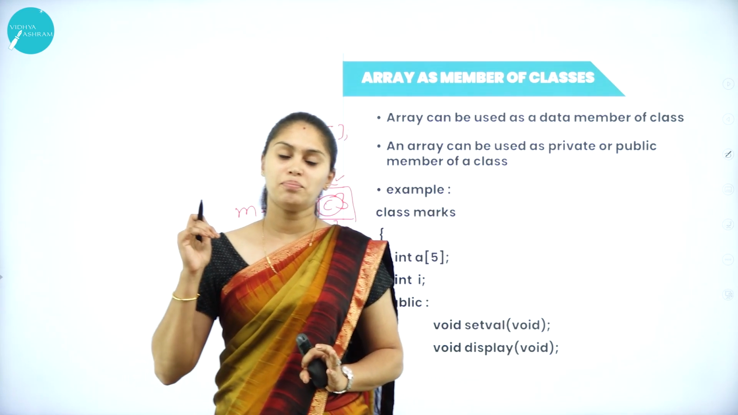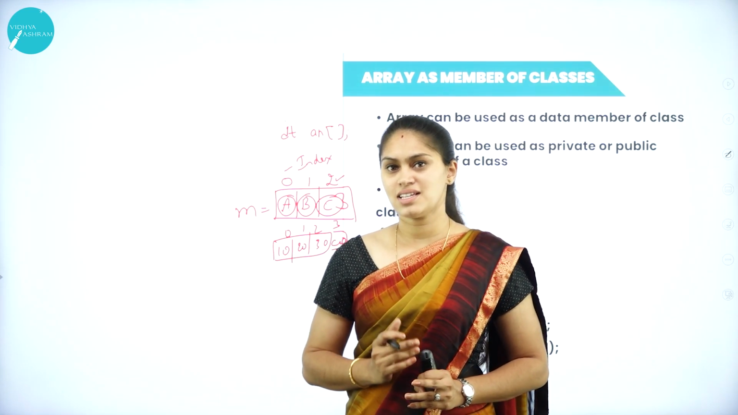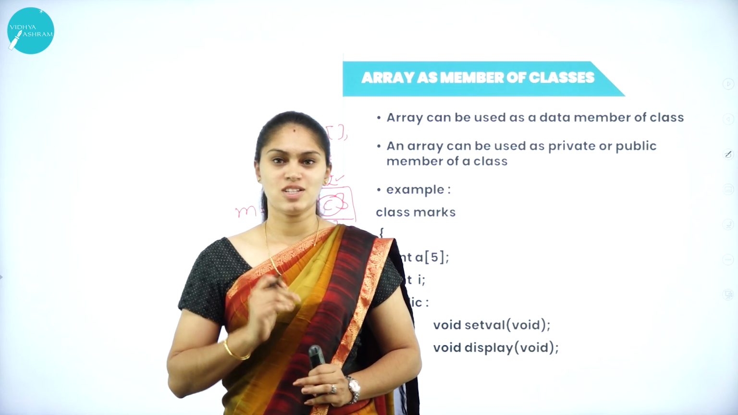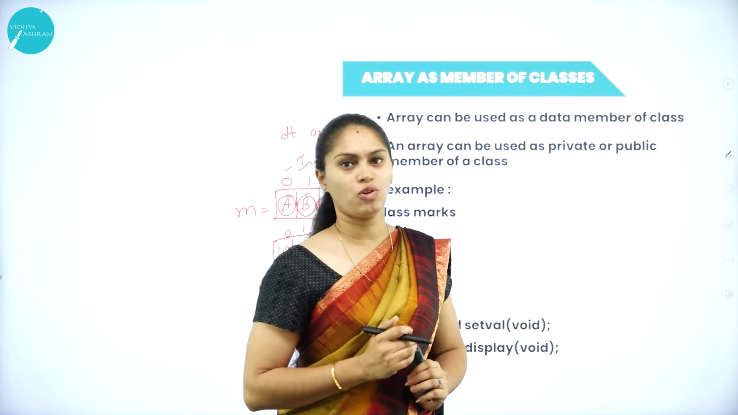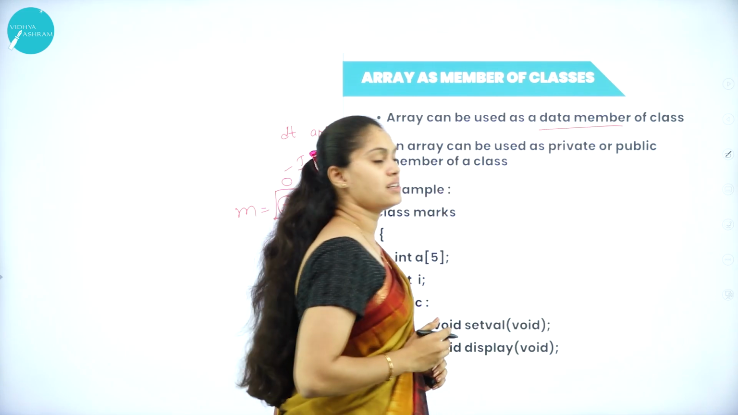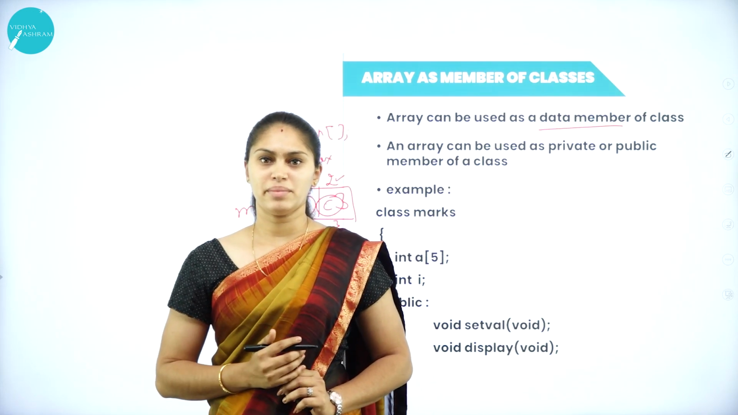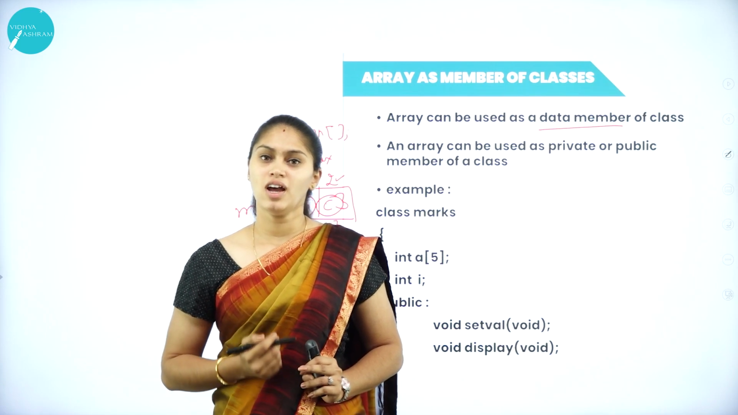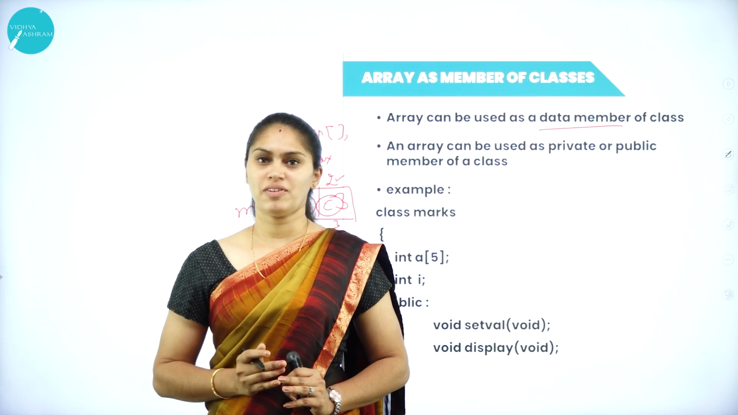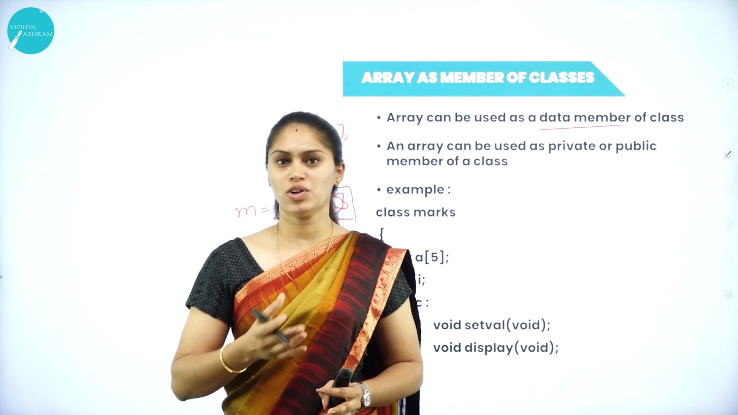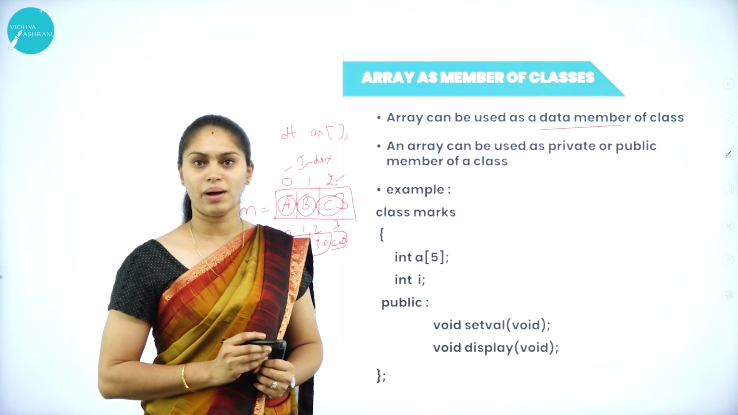But how can I apply this concept inside the class, and how can I use this array as a data member of a class? Okay, so we'll see now. An array can be used as a data member of a class. Already we know what we mean by a data member of a class. A variable which is present inside the class is known as what? Data member of a class. It can be private, public or protected. Based on the requirement of a program, we are going to specify the access specifier. We are going to use the array as a data member of a class. It can be in a private or a public mode.